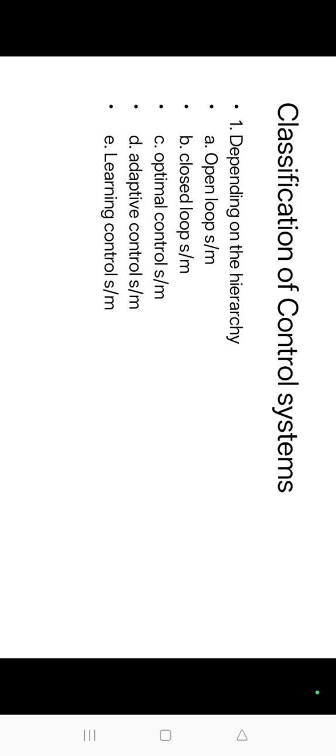The classifications of control systems depending on the hierarchy: open loop control system, closed loop control system, optimal control system, adaptive control system, learning control system. Depending on the presence of human being: manual control system, automatic control system. Depending on the presence of feedback: open loop control system, closed loop control system. According to the main purpose: position control systems, velocity control systems, process control systems, temperature control systems, traffic control systems.